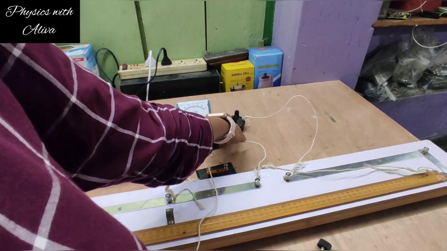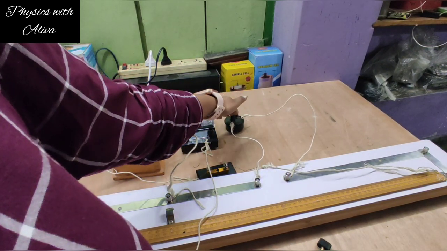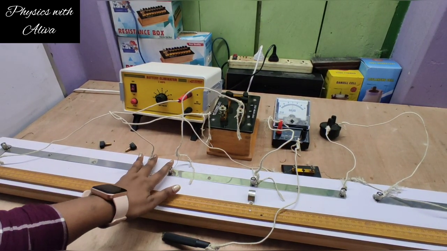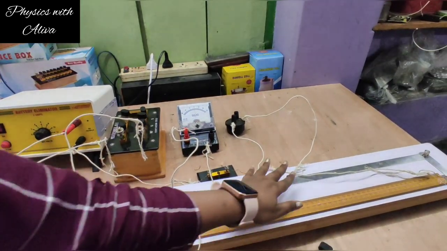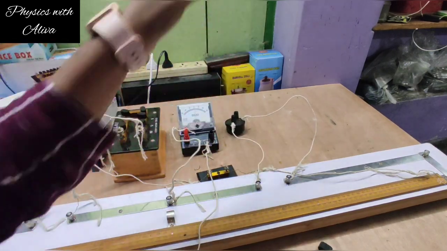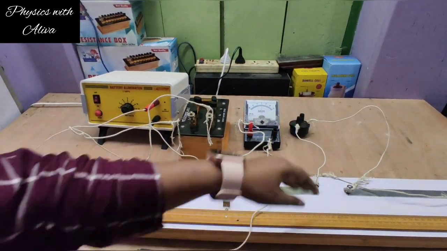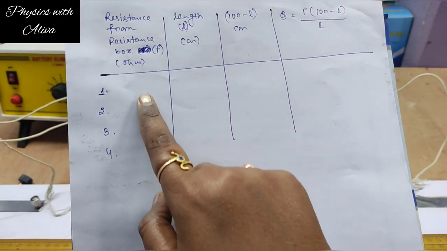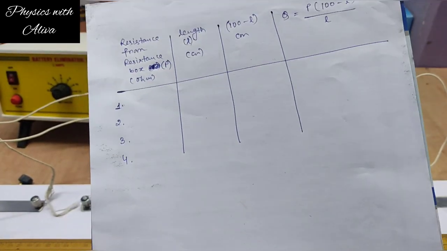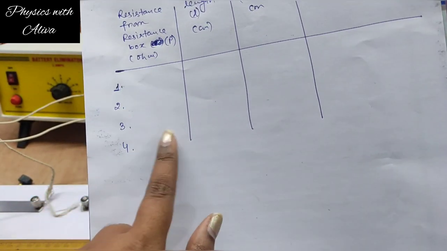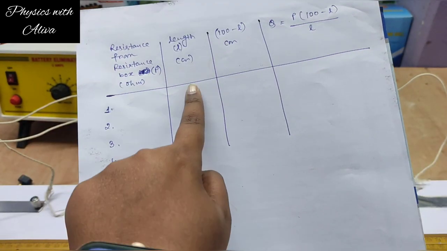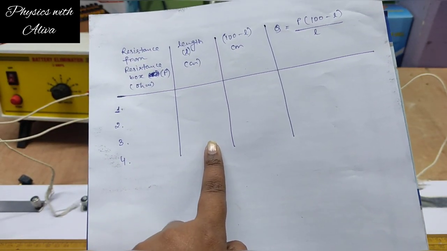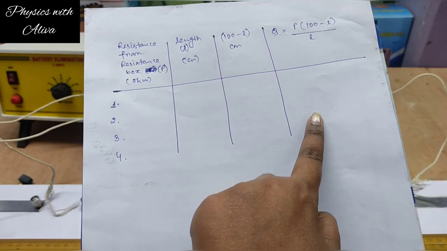We don't know the resistance. We have to calculate the resistance of this one. In this gap, known resistance P is connected, and in this gap, unknown resistance Q is connected. We have to measure the value of this unknown resistance. This is our table. We will take out resistances from the resistance box, which is called P, and then we will get the zero deflection point, the length L. Then we will calculate these two columns.